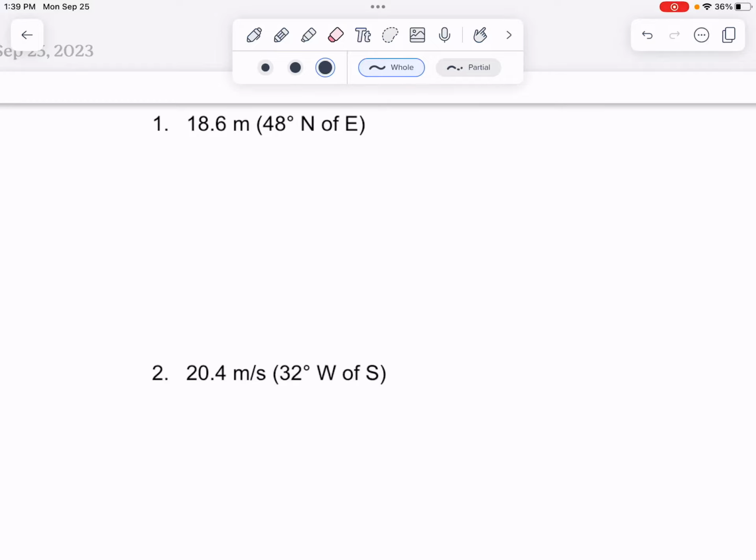All right, so we're going to go over pages 13 and 14 in your vectors packet. This is going to go over how to break down a vector into its horizontal and vertical components. So we have 18.6 meters at 48 degrees north of east.